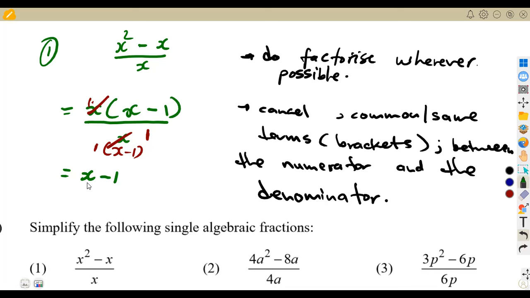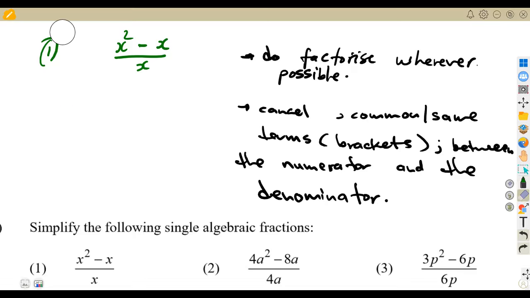Do not write x minus 1 over 1. Over 1 does not affect anything, so it just remains as it is. All right, so that was it on this question. Let's apply the same approach, that we can factorize whatever we are given, as long as it is possible for us to do so.